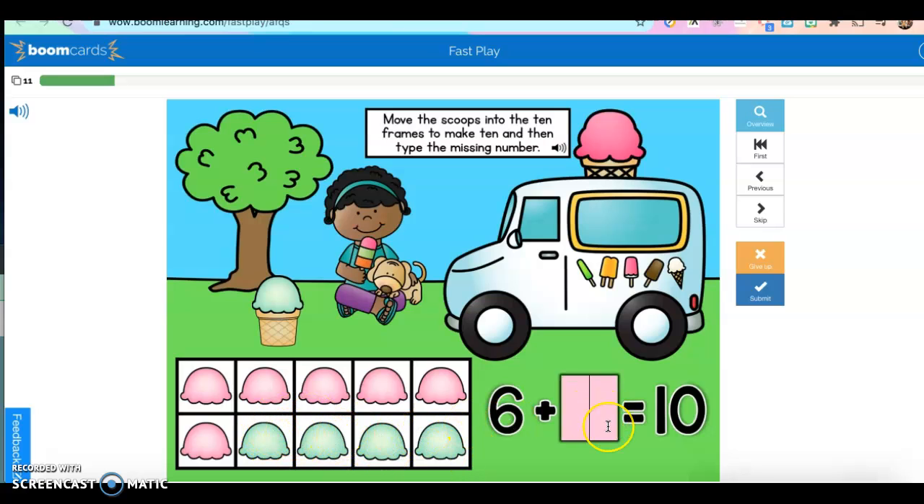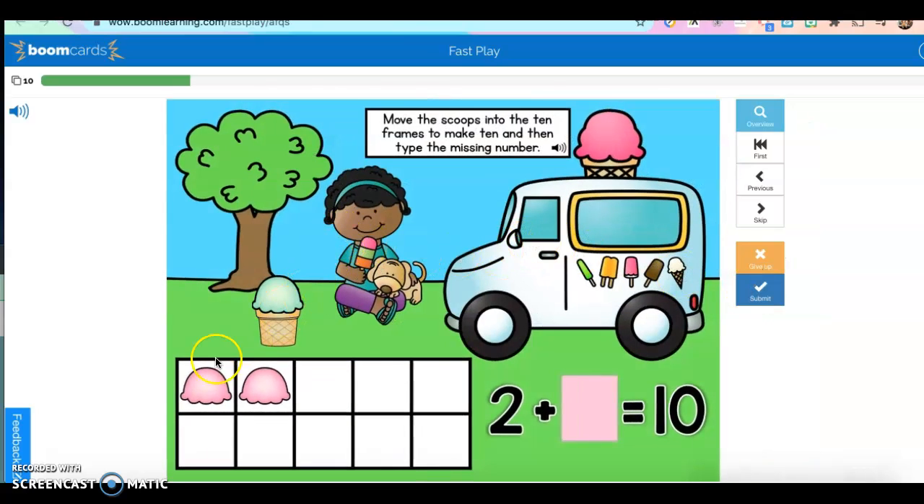4. So right here we're going to type in 4 and let's look at our equation. 6 plus 4 equals 10. So how many do we have in our 10 frame now? We have 10. Nice. Let's do another one.